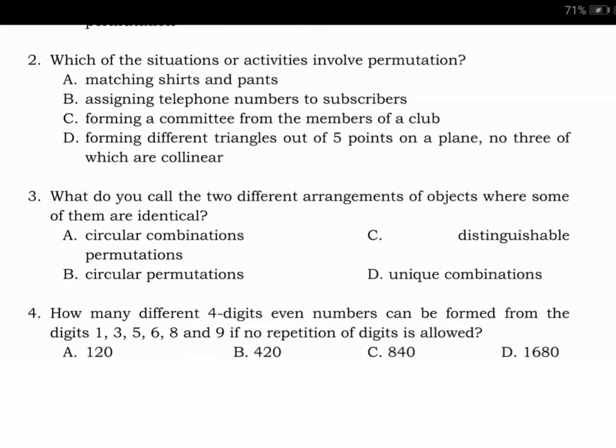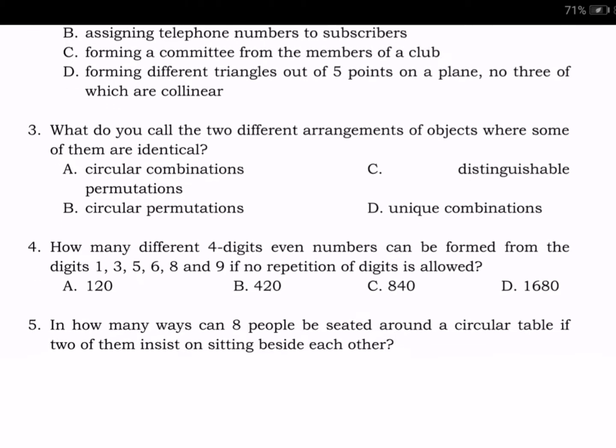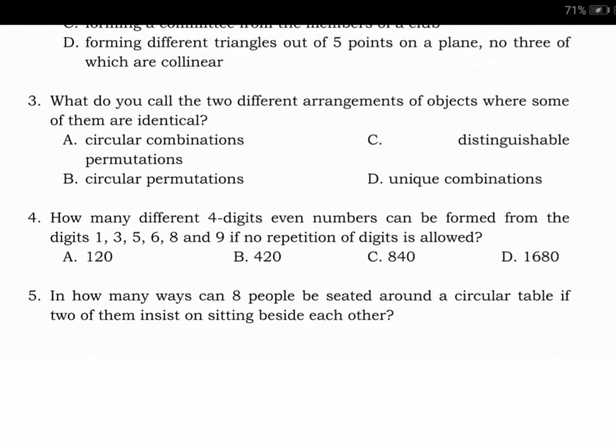What do you call the two different arrangements of objects where some of them are identical? The answer is C. Distinguishable. Number 4. How many different 4-digit even numbers can be formed from the digits 1, 3, 5, 6, 8, and 9 if no repetition of digits is allowed? The answer is A. 120.